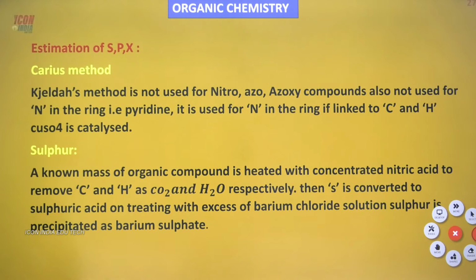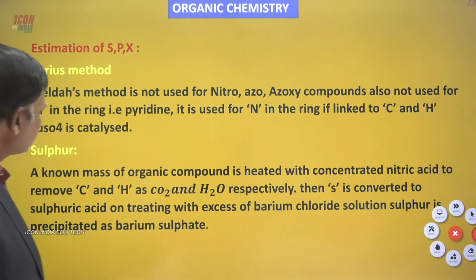Now estimation of sulfur, phosphorus, halogens. Sulfur, phosphorus, halogens, particularly sulfur and halogens, are estimated by Carius method. In the Carius method, we use a specially made Carius test tube which can withstand high temperatures and high pressures.